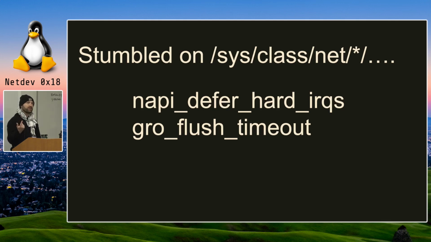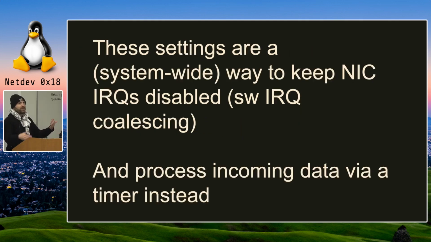It took me a little bit to understand how these work, but the way that I think about it, and feel free to correct me if I'm wrong, is as a method of software IRQ coalescing. This is a system-wide setting. There's some code in a function called napi_complete_done that tells the driver whether or not it should re-enable interrupts from the device, and you can affect that by setting these values, and you can process incoming network data using a timer instead of a hardware interrupt.